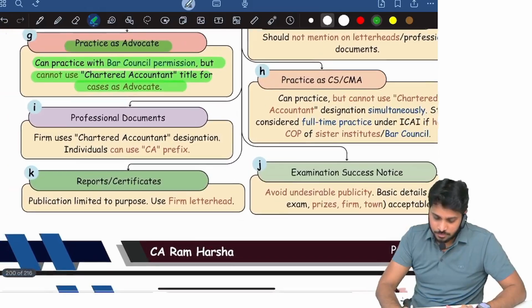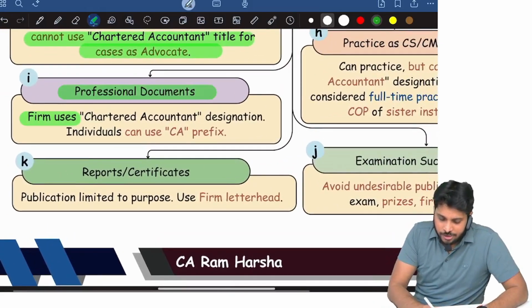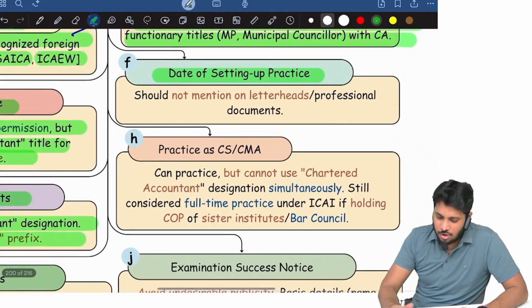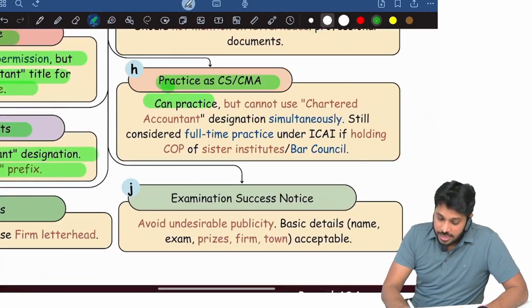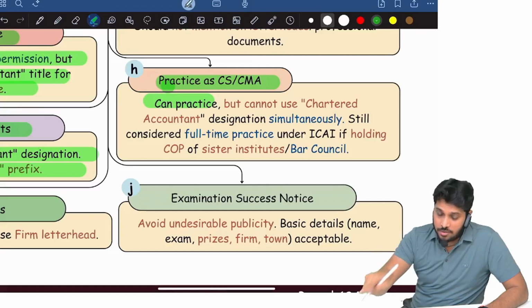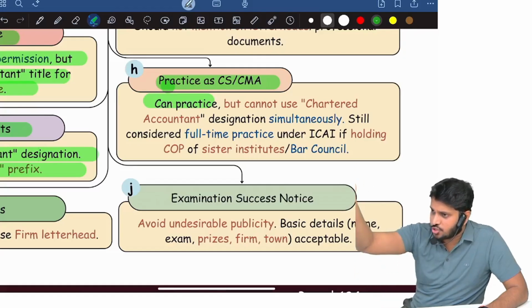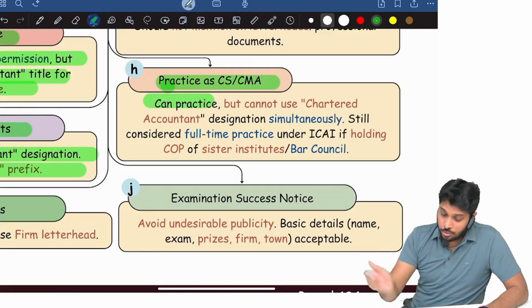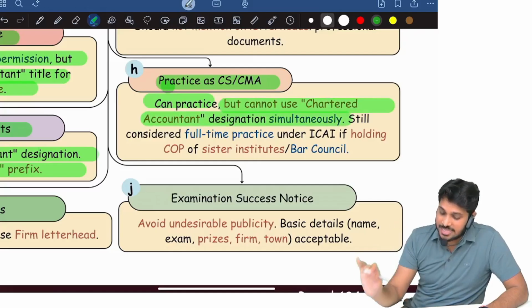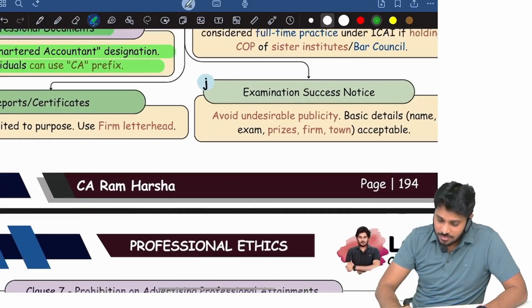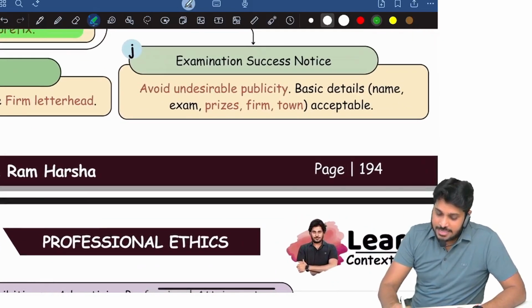Next, professional documents. Firms use the chartered accountants designation. Individuals can use the CA prefix. That's a normal thing. Can you practice as CS and CMA along with CA? Yes, permitted. If the other institute is permitting and our institute is permitting, you can do it. But you cannot use designations simultaneously. Yes or no?